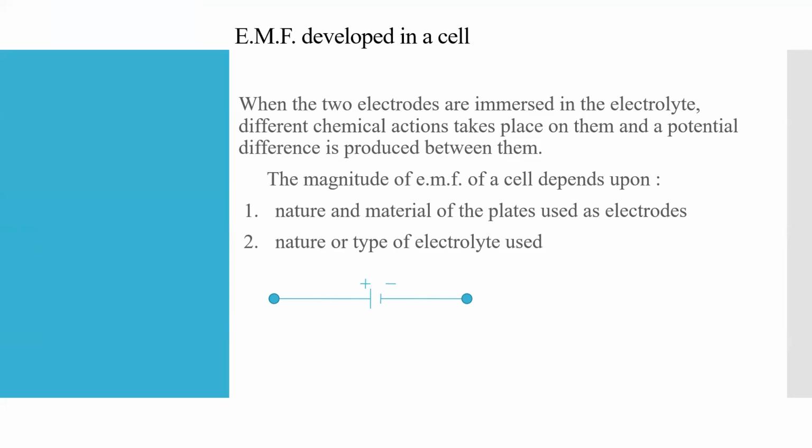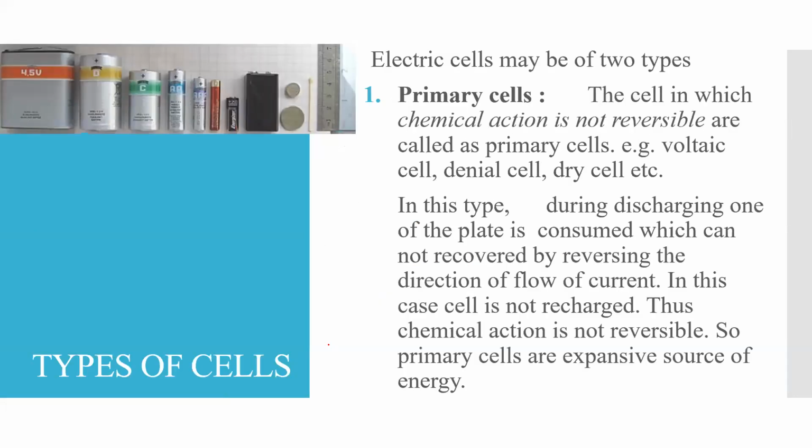Remember, the magnitude of EMF in a cell depends on the nature and the material of the plates used. It also depends on the nature or type of the electrolyte. That's why we see different types of batteries with different combinations, and all of them are capable of producing more or less voltages, right?